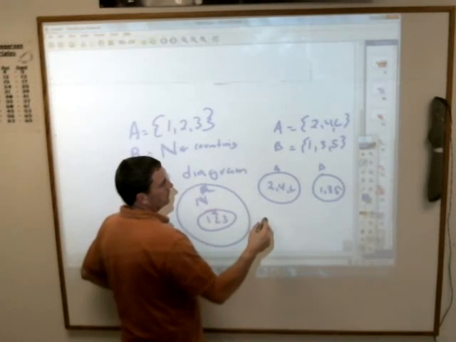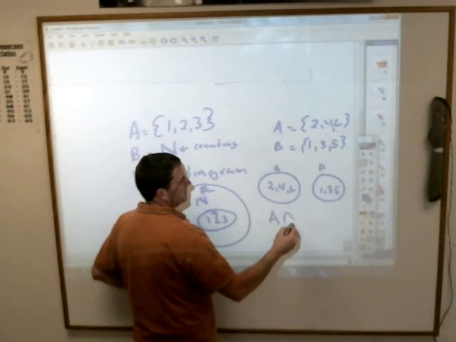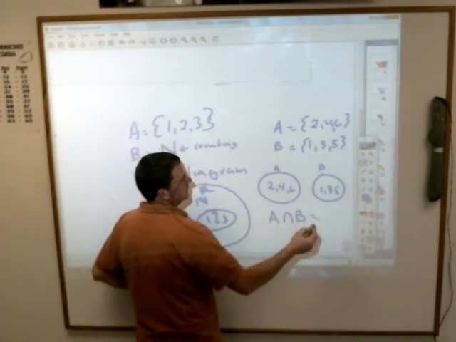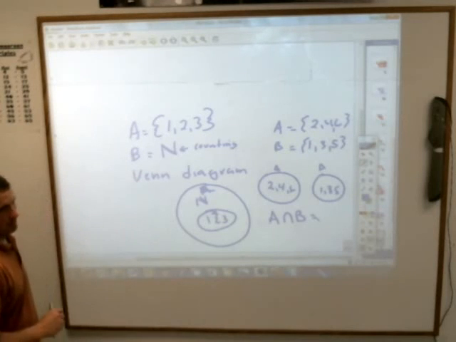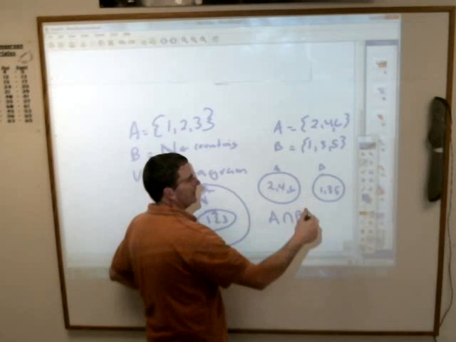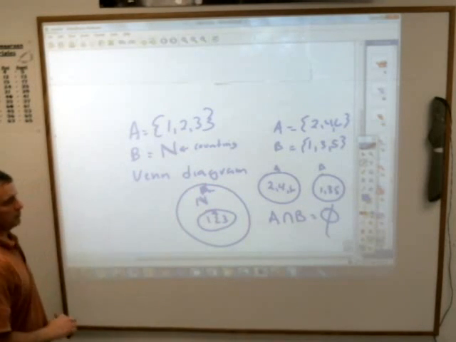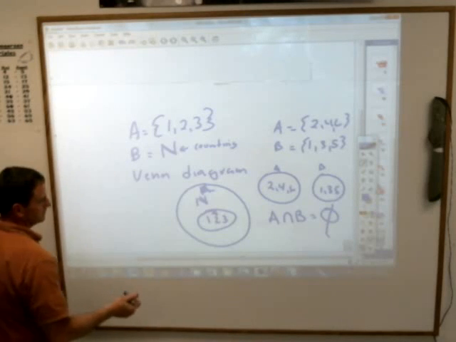Now here's a question for you. The intersection of A and B would equal what? The empty set. There you go. Since there are no members that they have in common, that's that empty set symbol. So that's where that would come in if they ask you that.